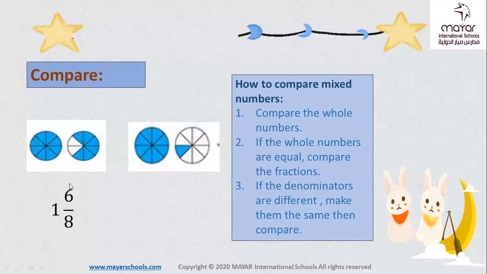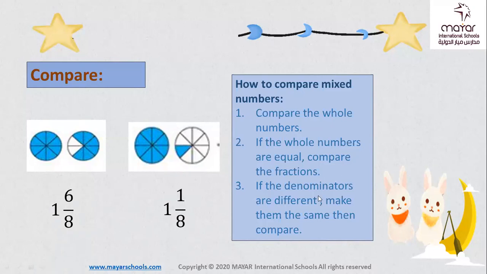The second one, Sana. How do we read it? One and one out of eight. Thank you. So now we have one and six out of eight and one and one out of eight. If we follow the comparing steps, it says compare the whole numbers. We have here one and here one. So we can't compare. What should we do?